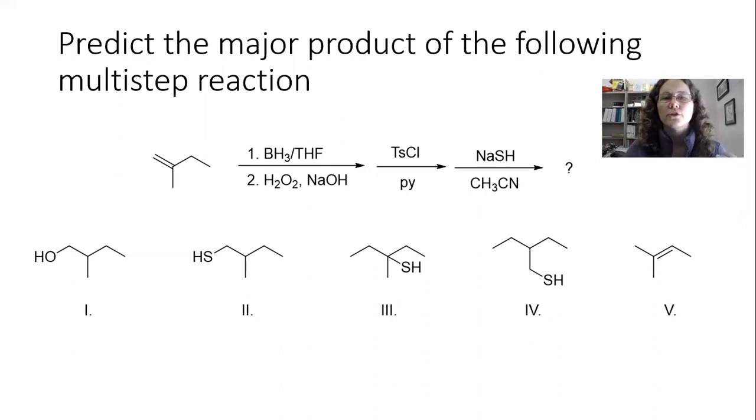So I would, for example, first look at what is produced after the first reaction, the hydroboration oxidation. Then I would look at what happens after the tosyl chloride and pyridine. And then finally, I would get to the last product. So always draw out each step in a reaction like this so you don't lose your place. So let's go ahead and do that.